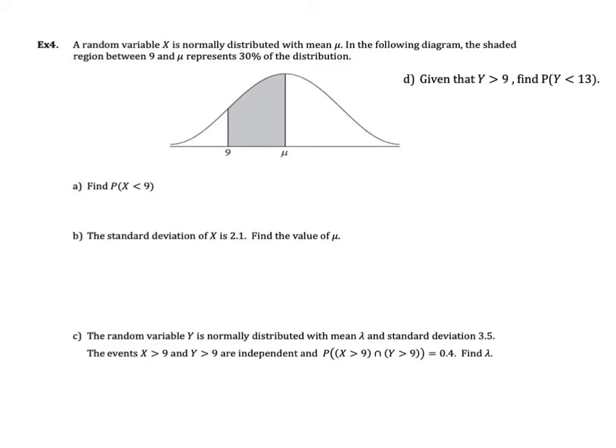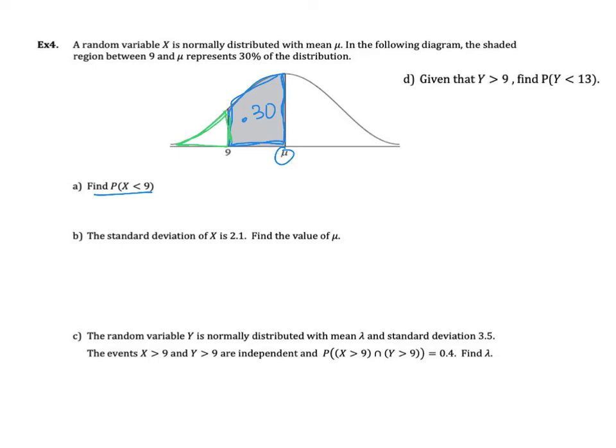Okay, example 4, it says a random variable x is normally distributed with an average mu. In the following diagram, the shaded region between 9 and mu represents 30% of the distribution. So 30% of the data lies between 9 and whatever the average is. So find the probability that x is actually less than 9. So we want to know what this area is right here.